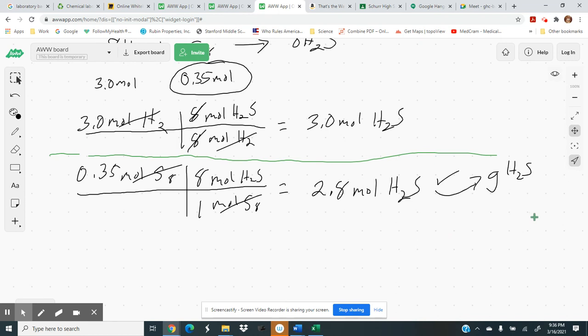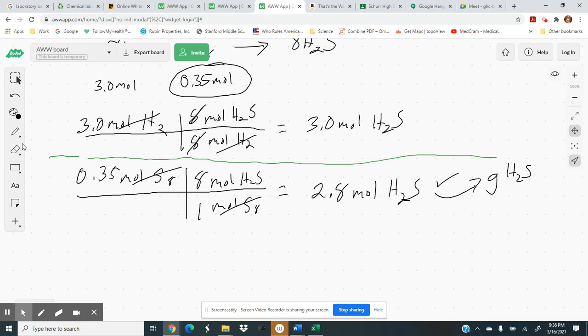Well, let's find out how many moles of H2 react. So what I'm going to do is take the moles of H2S that I know are going to be formed. We're going to form 2.8 moles of H2S. So how many moles of H2 are going to react along with that? Let me go ahead and move this up here.